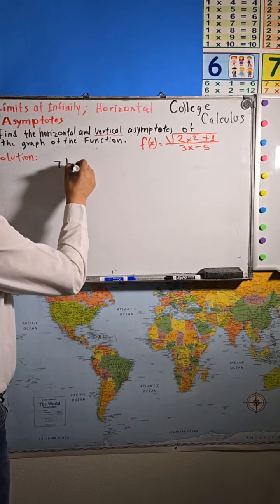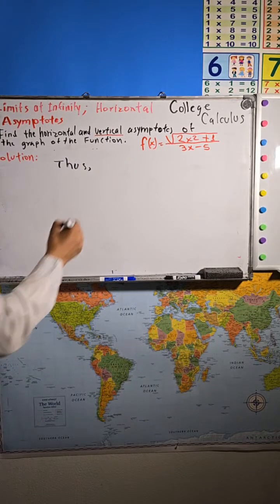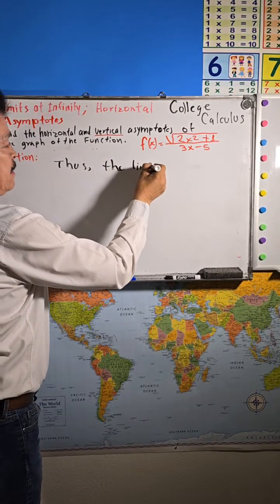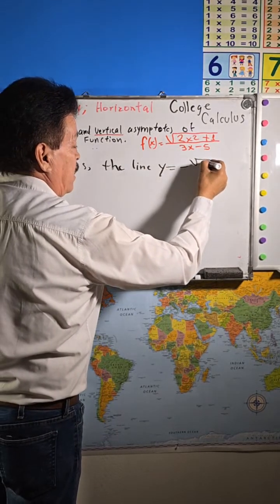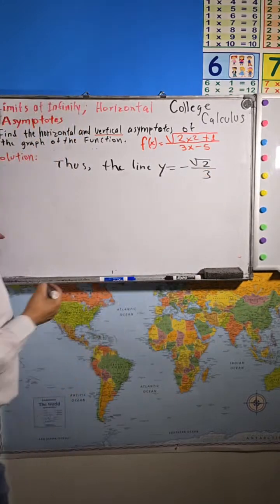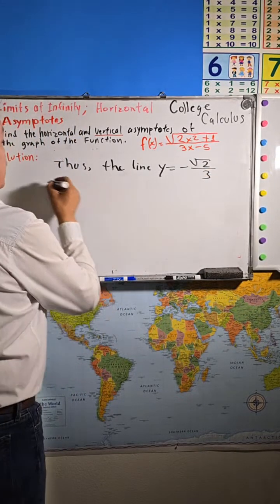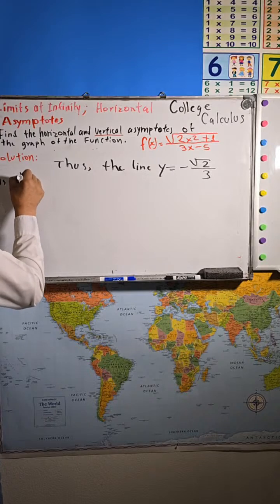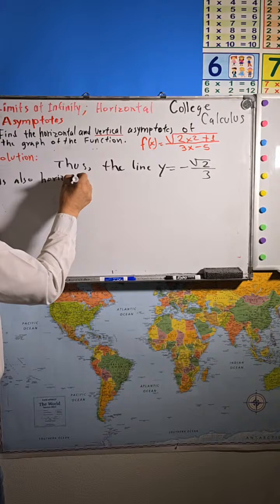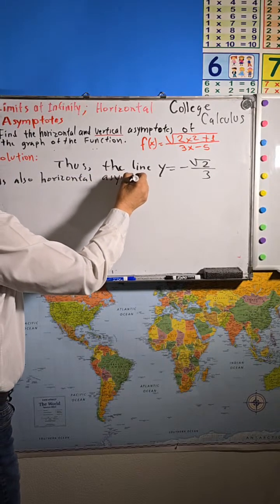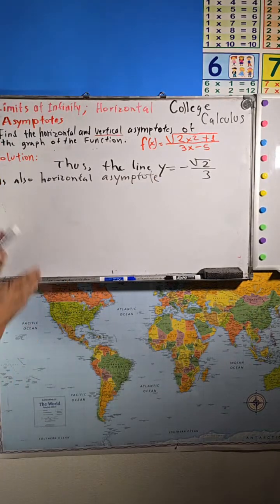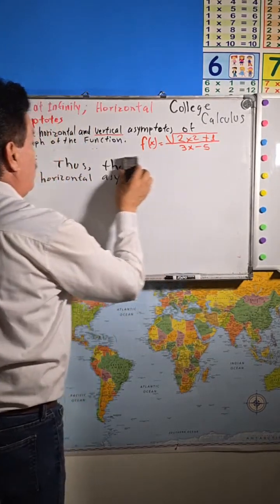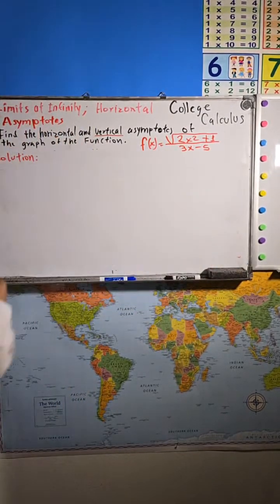Let me write here. That's the line y. Look at this. The line y equals negative square root of 2 divided by 3. Remember, it is also a horizontal asymptote. Okay. So now, where is the vertical? We found the horizontal asymptote. So now, where is the vertical?